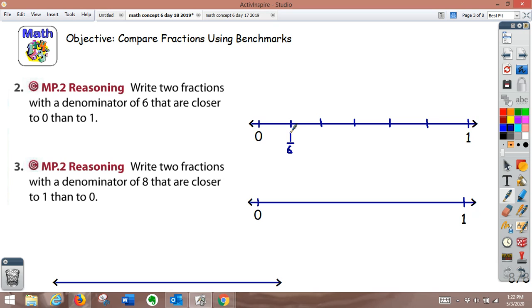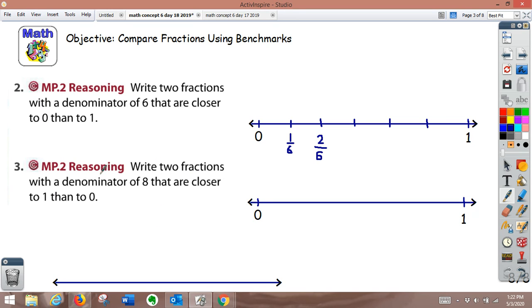It's very close to 0, isn't it? It's the very next line, very close to 0. And this line over here, that would be 2/6, right? So now I got 1/6, 2/6. Even if I have 2/6 of Avery's pizza, it's still kind of close to having 0 pizza. Okay, but those are two fractions with a denominator of 6. There it is, and they're closer to 0 than to 1. 1's all the way over here. Now remember, 1 is a whole number line. That's the whole number. That's the whole group. That's the whole pizza.